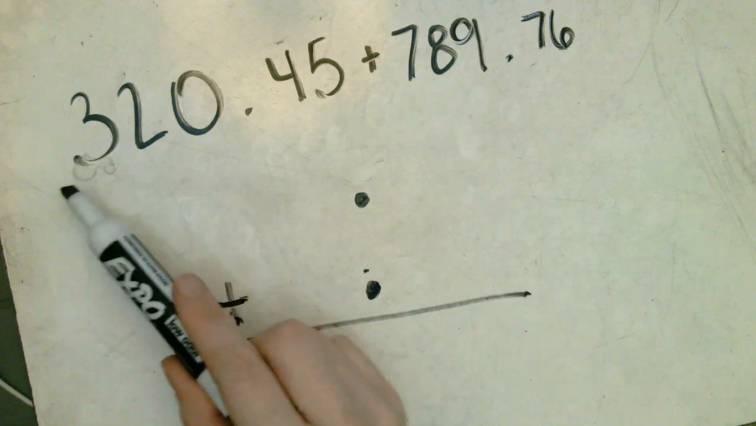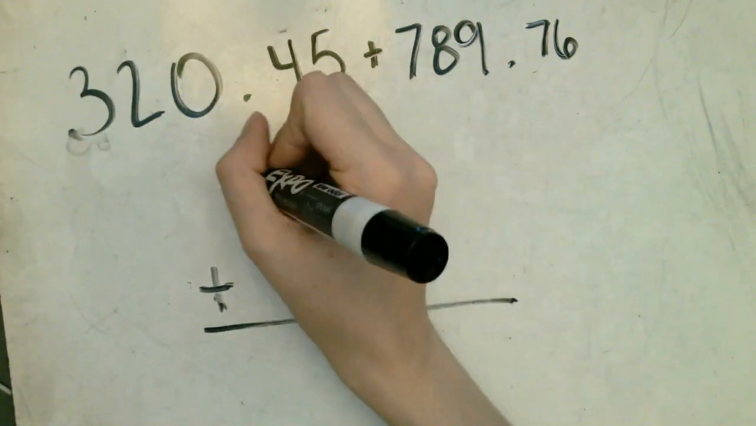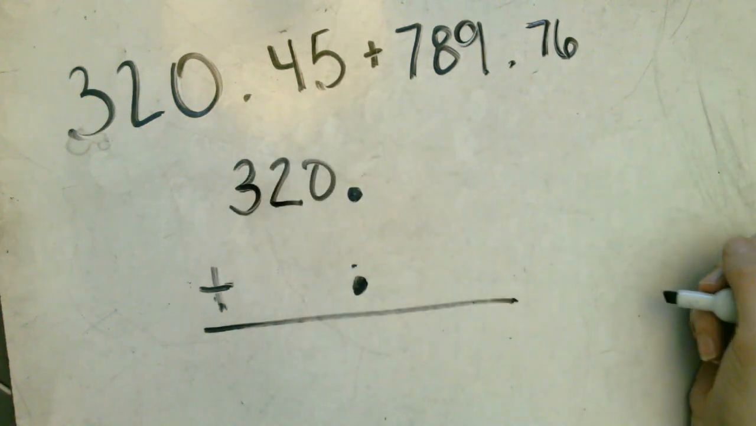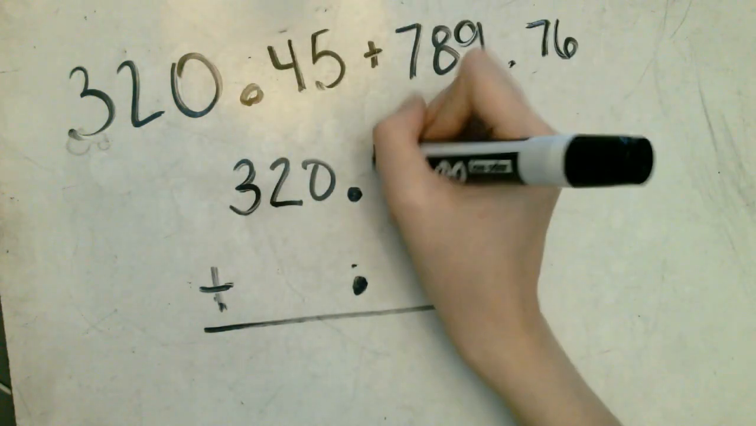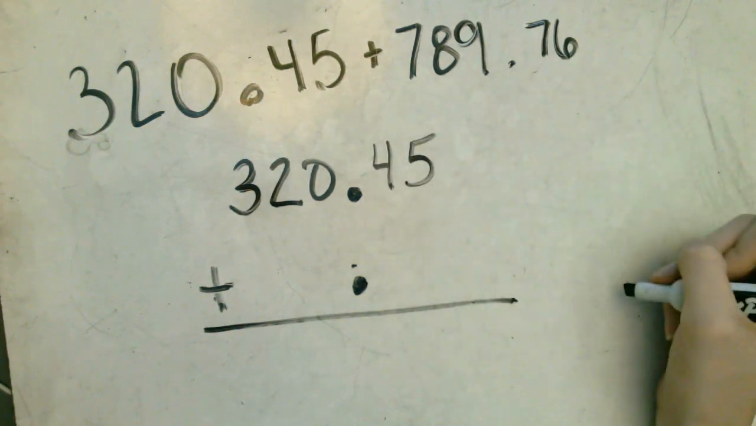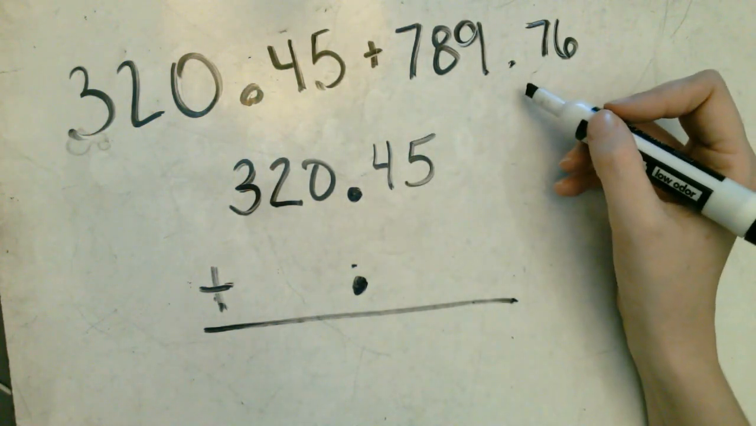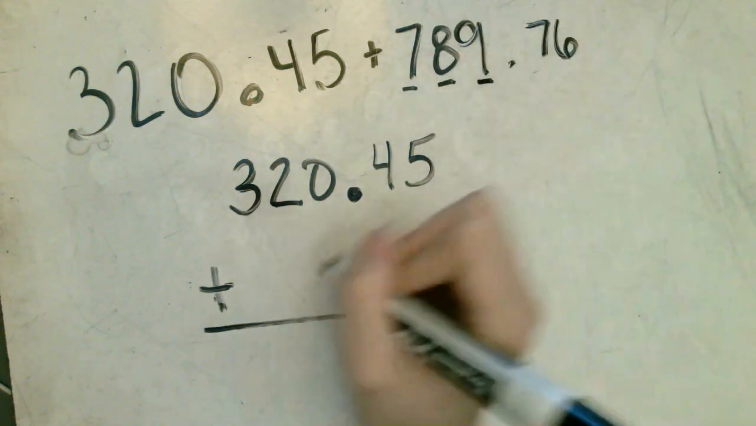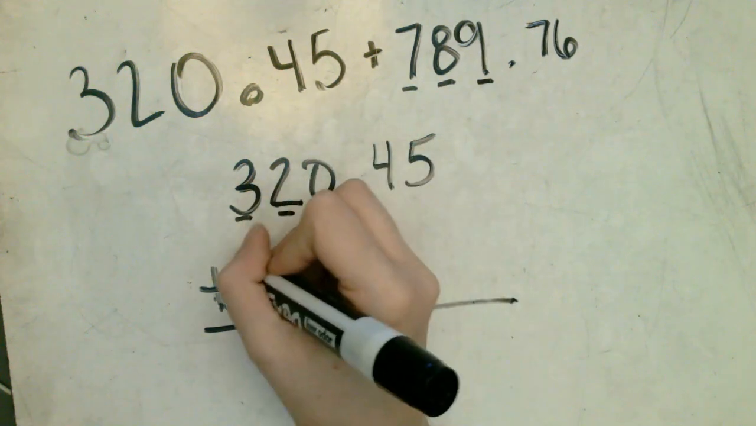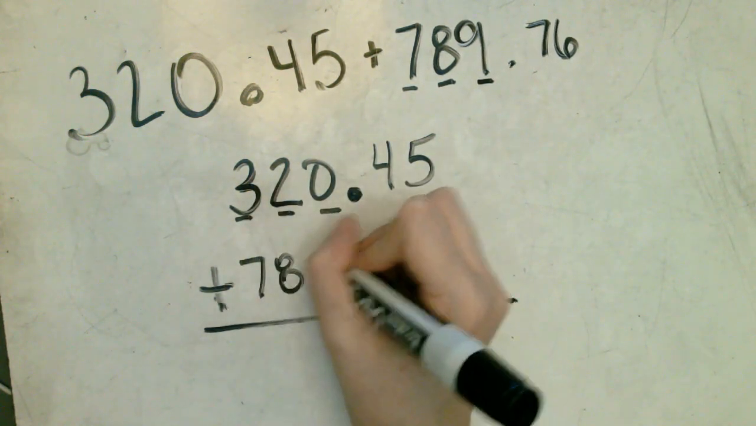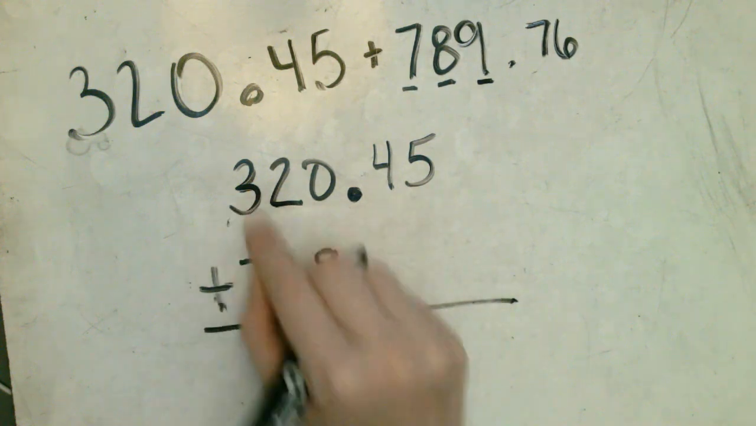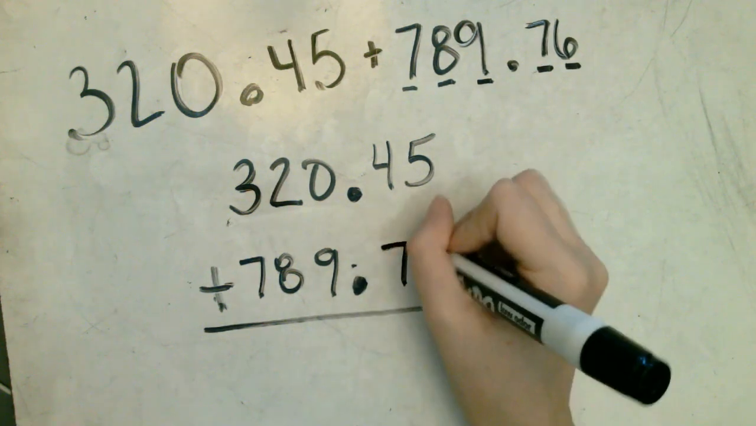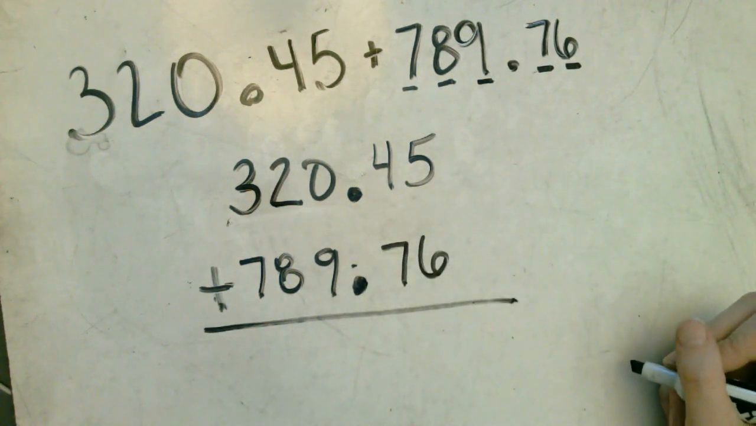The first one is 320, which goes in front of our decimal place. So I'll put those three numbers there. And behind the decimal place is 45. Now we're going to put the second number in the bottom. We're following the order. It also has 3 digits, just like our first number. So I'm going to line up those 3 digits so they're right underneath each other. And behind the decimal, I have 2 digits again. So I'm going to bring those 2 digits down.